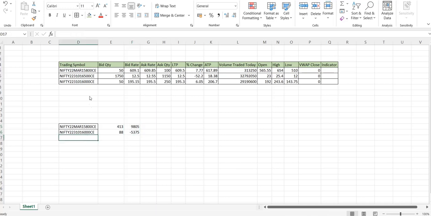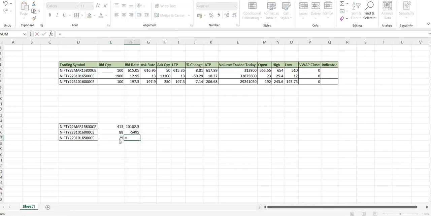And apart from that, I have also sold a call of 16,500 of the same expiry, that is the 10th expiry. These two are weekly expiry, and this one is monthly expiry. This I had sold at 25 rupees.